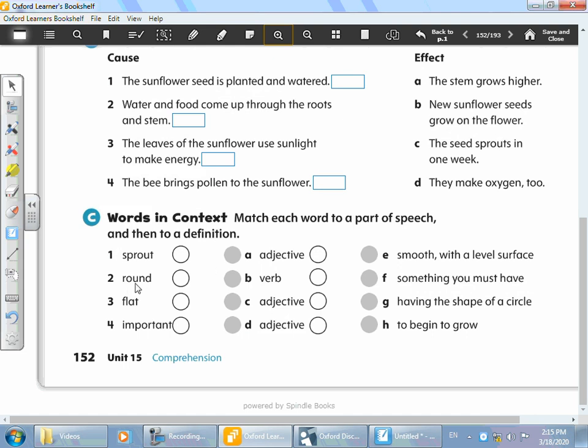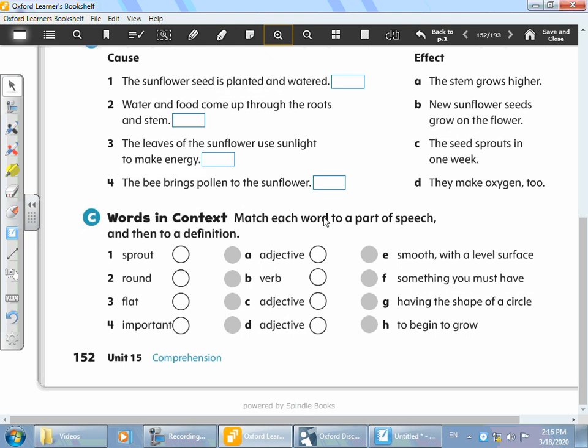Okay? Round. Round is what? Excellent. It's an adjective because we describe something as round. So we will write A. And what's the meaning of round? Is it smooth with a level surface, or something you must have, or having the shape of a circle? Excellent. G, having the shape of a circle. Next, flat. Very good. It's a description, so adjective. So you can write C. Okay, and what does it mean? Very good. Smooth with a level surface.